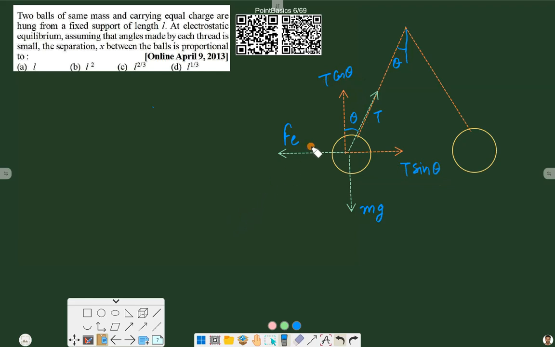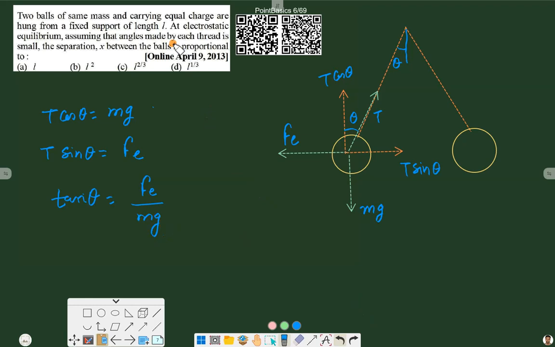Now at equilibrium all of these forces will balance with each other, so T cos theta is equal to mg and T sin theta is equal to the electrostatic repulsive force. Now if we divide both of these, we get sin theta by cos theta, tan theta, and tan theta is equal to F electric by mg.